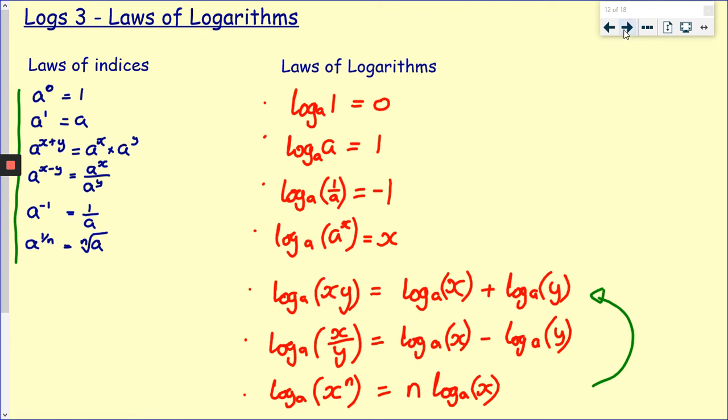So let's put this into practice and see what we get. I highly recommend having this page written in your notes somewhere that you can have in front of you whenever you're working on logarithms. It's very easy to get confused and mixed up with the laws of logarithms.